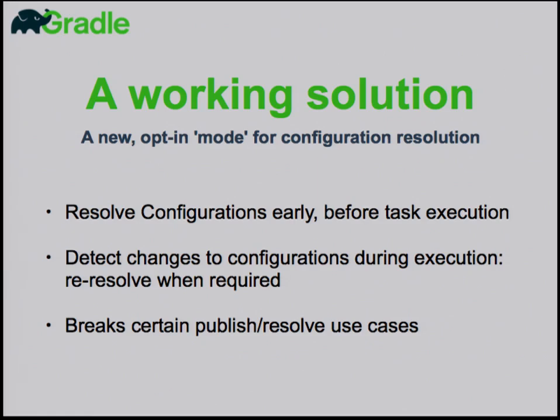There's a use case that we can't solve with this. And that's basically if you have a task that publishes to something, and then another task that resolves that published module. So this was the killer that meant we couldn't just turn this on. Basically if task A publishes a module, and task B consumes that module, if we resolved before we ran task A, then it's going to be missing. So we used to resolve just before task B.